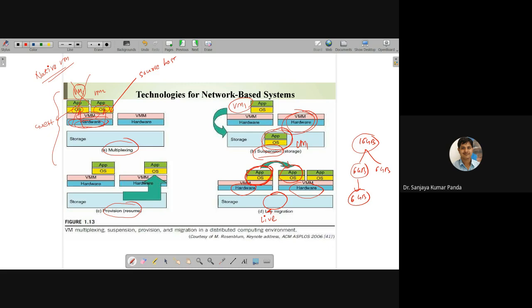But in the other case, a huge amount of time is required to suspend the virtual machine, again resume the work, and find the destination host before resuming the work. It takes a lot of time.